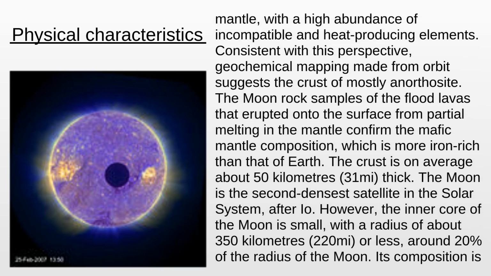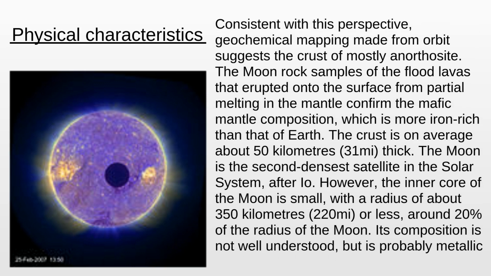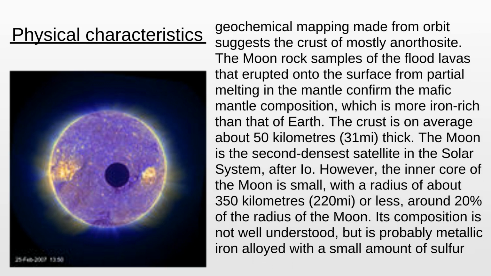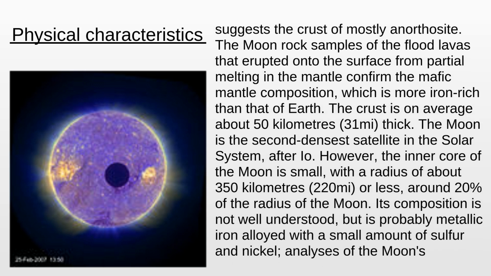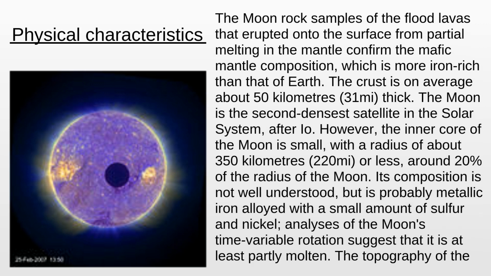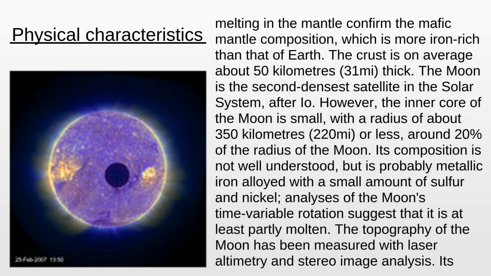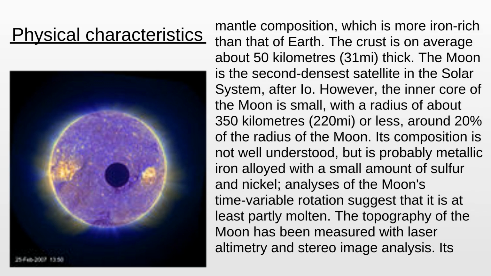Consistent with this perspective, geochemical mapping made from orbit suggests the crust is mostly anorthosite. The Moon rock samples of the flood lavas that erupted onto the surface from partial melting in the mantle confirm the mafic mantle composition, which is more iron-rich than that of Earth. The crust is on average about 50 kilometers, 31 miles, thick.